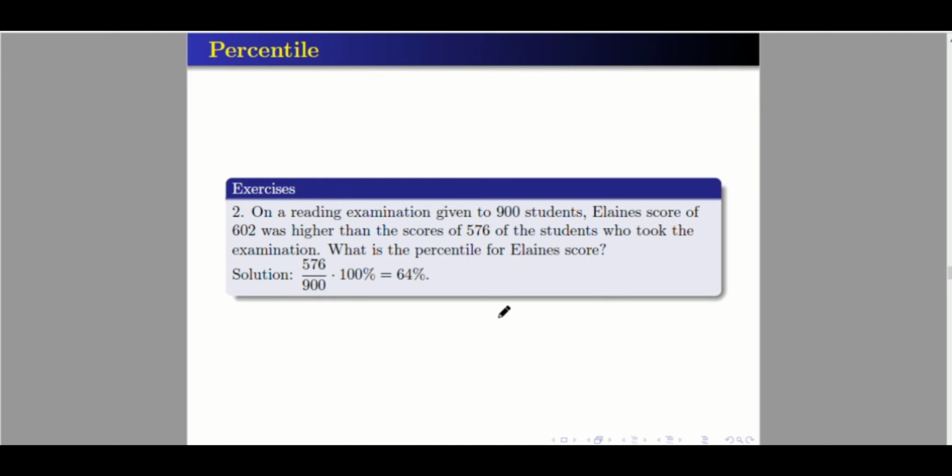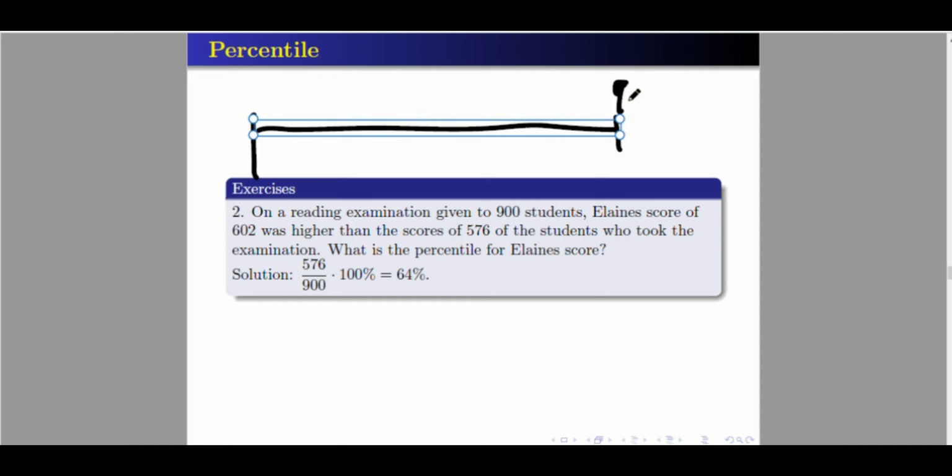Number 2, on a reading examination given to 900 students, Elaine's score of 602 was higher than the scores of 576 of the students who took the examination. What is the percentile for Elaine's score? So visually, let's have a line. So there are 900 students, and Elaine's score is somewhere here, maybe, say for example here. So this is 602. Her score is 602.